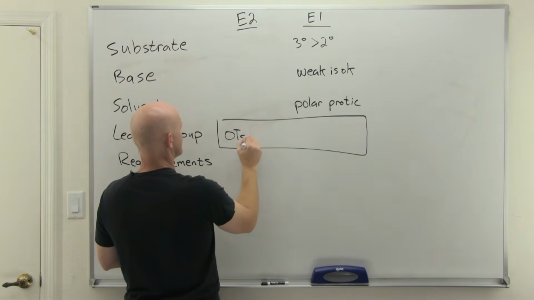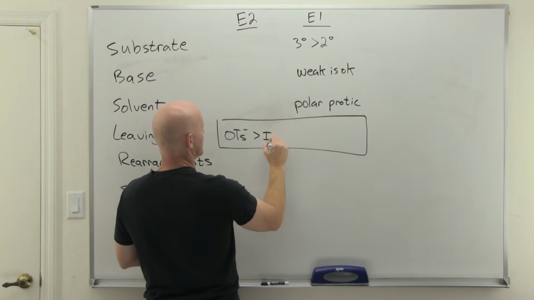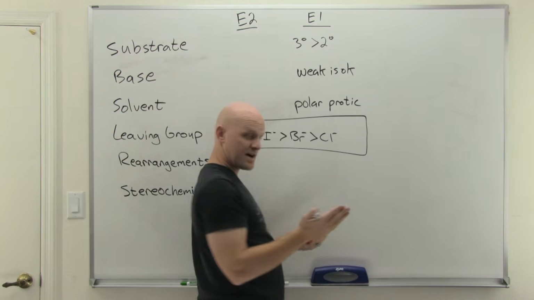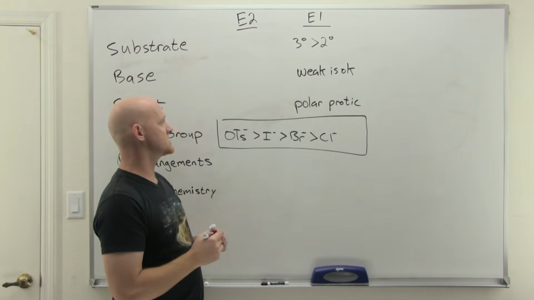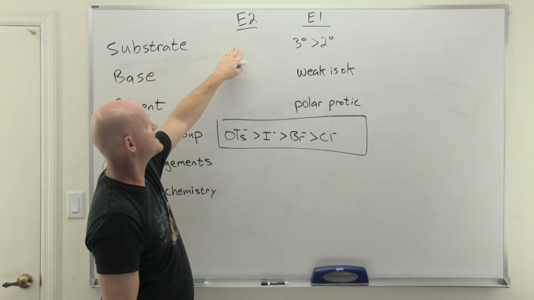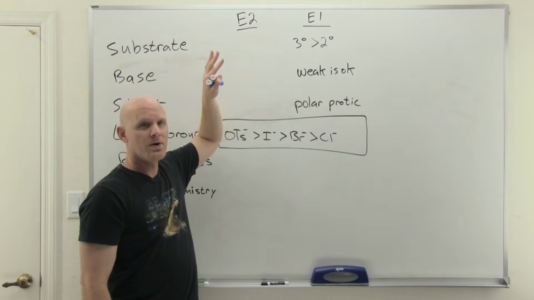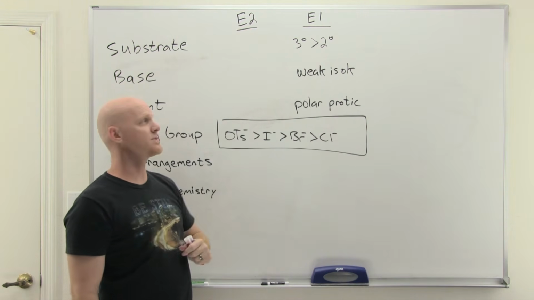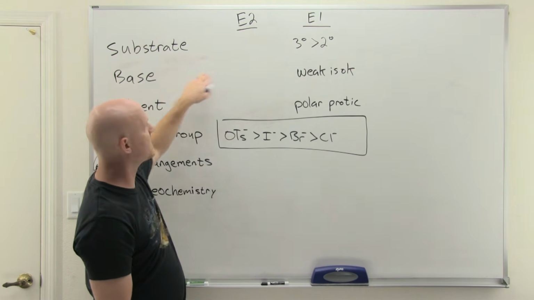So we saw that our sulfonate esters were the best, followed by iodide, bromide, chloride, and we saw how fluoride was a bad leaving group here as well. So this is true for both E2 and E1. Now if we contrast this here with E2, we'll come back to the substrate in a minute. I want to deal with that last because that's going to be an important difference with SN2. So, let's talk about the base first.